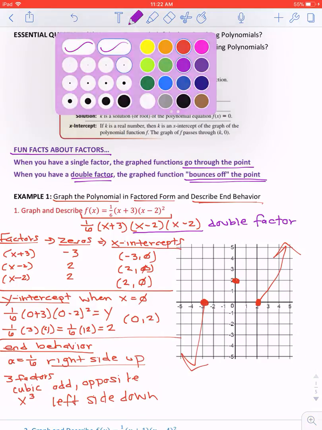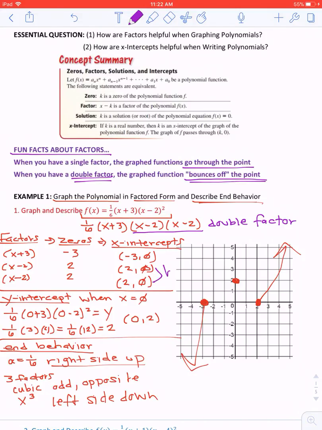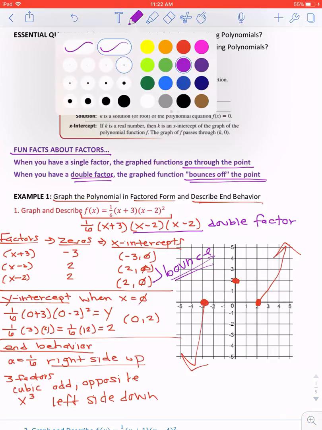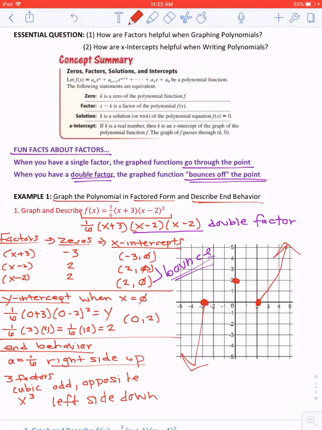All right, let's talk about that bounce. Since 2 is a double, it means it hits it going down and bounces off. Okay, so it goes here, bounces off. Okay, double factors bounce off. So now I connect, and if I put it into Desmos or my graphing calculator, it should look something like that. Not quite so pointy, but something like that.